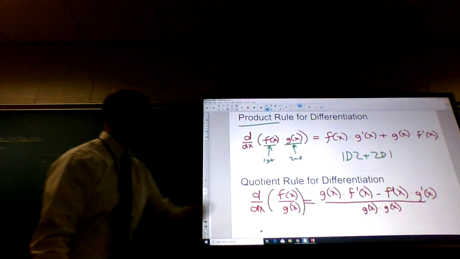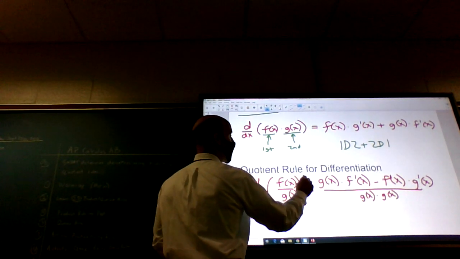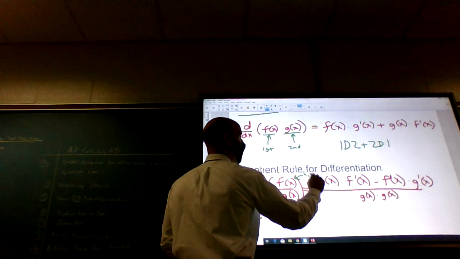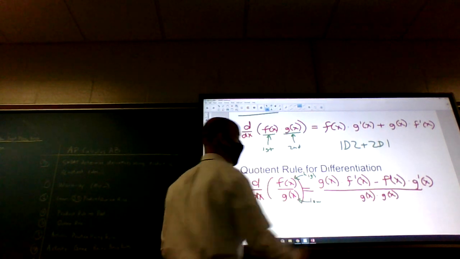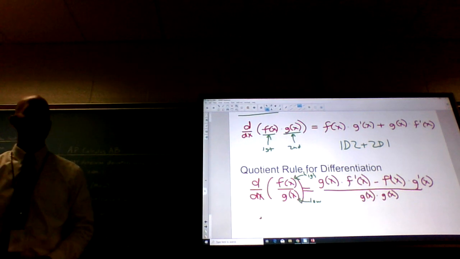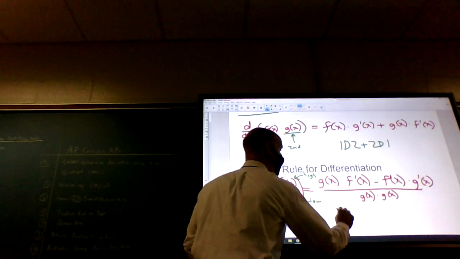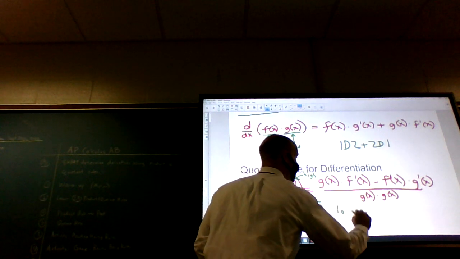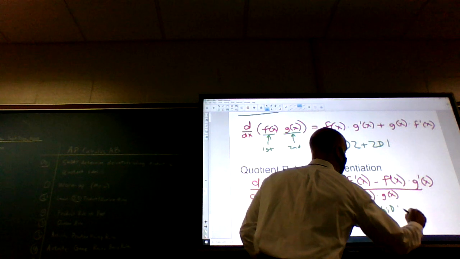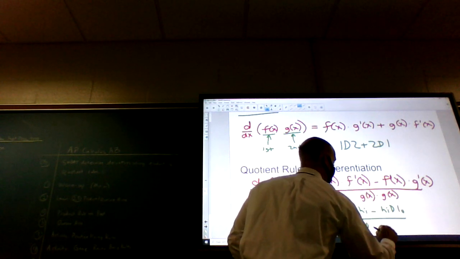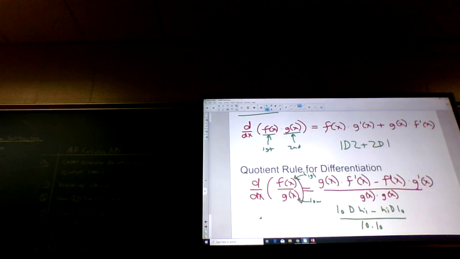Okay. So let's do the same thing down here. This one's a little bit different. This one here, I'm going to call it the high function, and this one down here, we could think of that as the low function, right? So here's the quotient rule. The quotient rule. So it's going to be low d high minus high d low over low low. Okay? Can you guys say that with me? Ready?